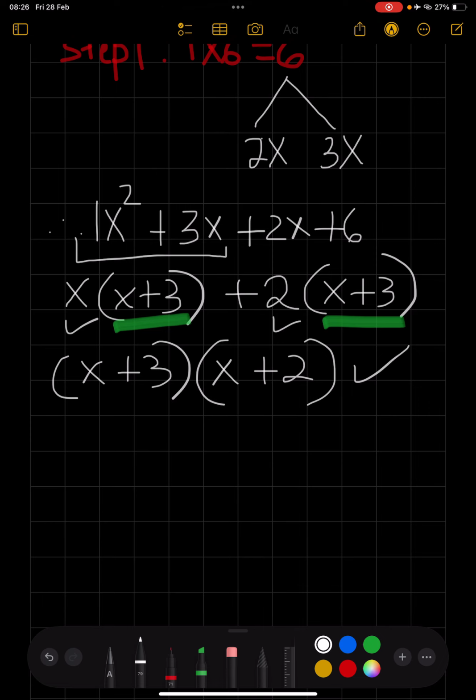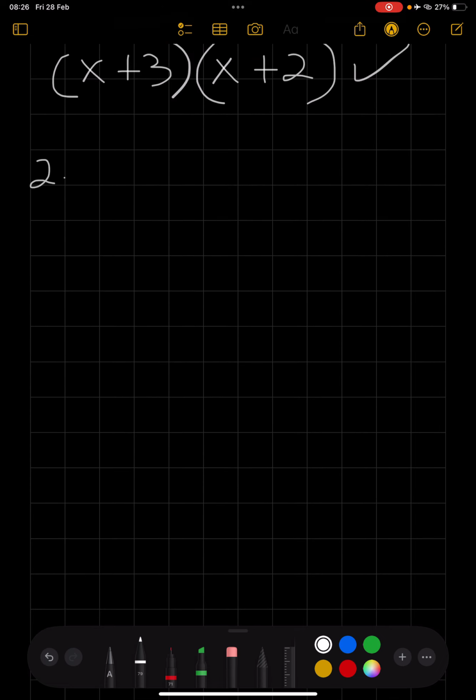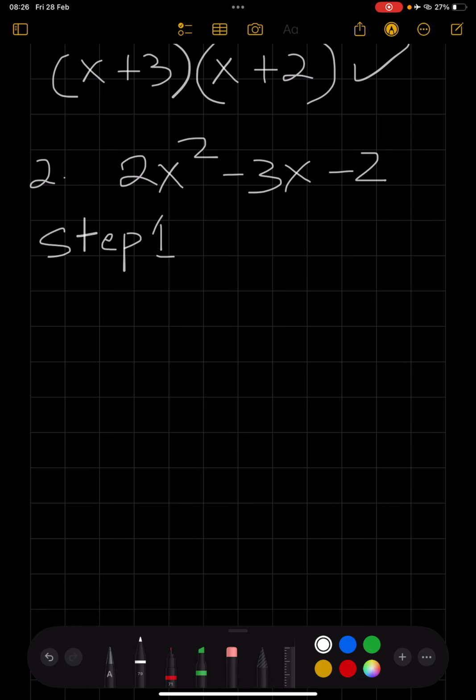Now let's try another example. Number 2. You have 2x squared minus 3x minus 2. Remember, step 1 is to take the a, which is 2 in this case, and multiply with negative 2. The signs are very important, so you get negative 4. So 2 multiplied by negative 2 gives us negative 4.